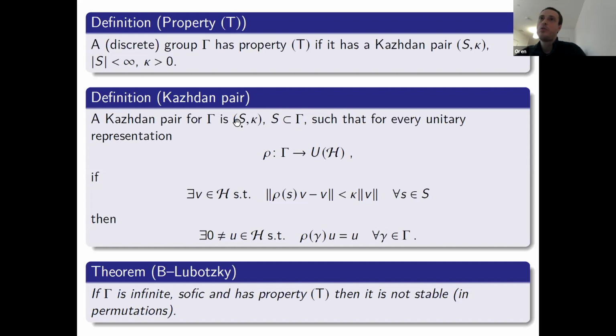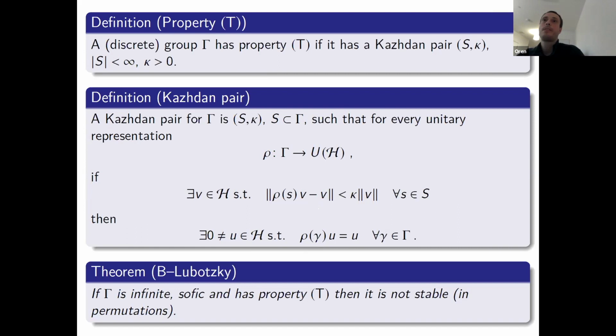A Kazhdan pair is a pair: S is a subset of the group and kappa is a real number, positive to be interesting, such that for every unitary representation, if there is a vector in the Hilbert space, which is the module of this representation, such that all of the elements in the set S barely move this element relative to its size, so they move it less than kappa relative to its size, then there is a non-zero element of the Hilbert space which is truly invariant under the group action. So the existence of an almost invariant vector implies the existence of a non-zero actual invariant vector.